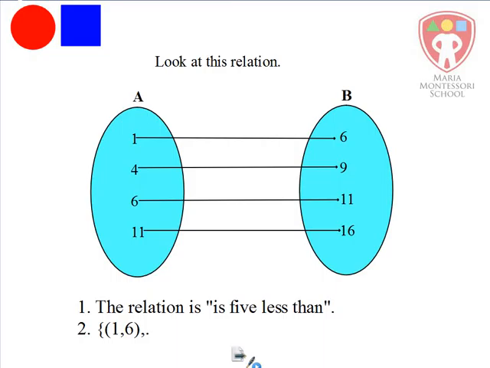Well, I'm sure you got it. The relation is 5 less than, and the ordered pairs, I've done the first one. 1 goes with 6, 4 goes with 9, 6 goes with 11, 11 goes with 16, all of them in a curly bracket. And the relation is 5 less than. 1 is 5 less than 6, 4 is 5 less than 9, 6 is 5 less than 11, and 11 is 5 less than 16.